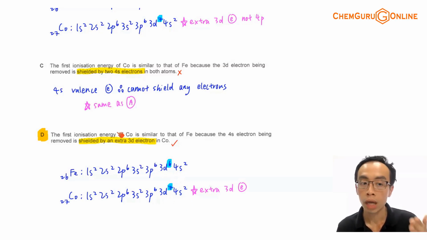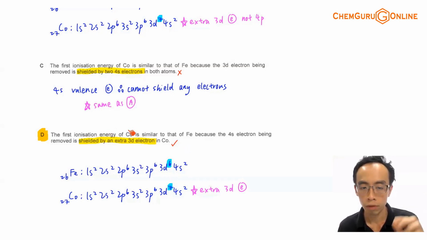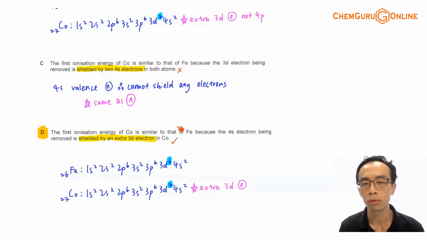So in this case, answer should be D because cobalt has one more proton. Nuclear charge increases. Add one more electron to 3d subshell, shielding effect also increases. These two effects will cancel out each other. Overall, effective nuclear charge between these two guys is essentially the same. Overall attraction between nucleus and the valence electron between these two guys is roughly the same. Therefore, first IE for cobalt and iron will be similar. So the answer to this question will be option D.